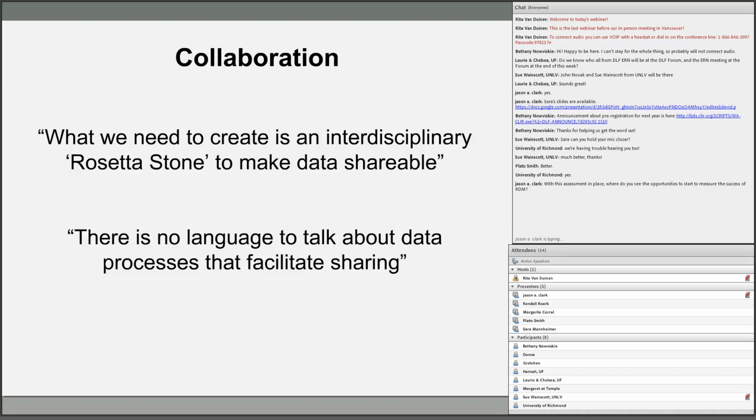A couple of quotes about collaboration. Many of the respondents focused on communication difficulties. There was this common theme that there's so much jargon, so many different terms floating around regarding data. One researcher said, "We need to create an interdisciplinary Rosetta Stone to make data shareable." Another said, "There's no language to talk about data processes that facilitate sharing." So I think the librarian and IT staff's role is partly that of a translator, trying to make connections between researchers, between IT, between data storage providers.